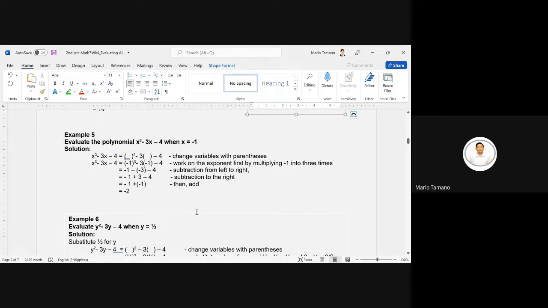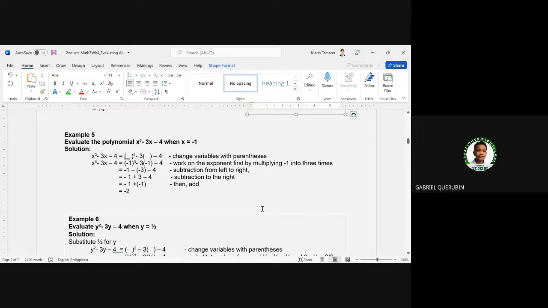Sabi niya, work on the exponent first by multiplying negative 1 into 3 times. Kapag minultiply ninyo po yung negative 1 into 3 times, since the 3, referring to this exponent, is an odd number, tama? Kaya siya naging negative 1. Or simply negative 1 times negative 1 is positive 1. Positive 1 times negative 1 is negative 1. Tama?